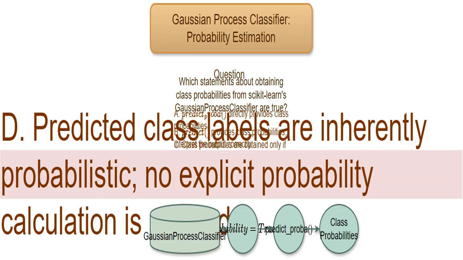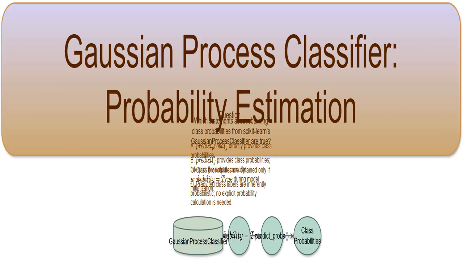This is a parameter in the Gaussian process classifier constructor. Setting it to true enables probability calculations within the model, making the predict_proba method work. I can think of it as a necessary prerequisite for accessing probability estimates. This question is asking you to identify the correct way of obtaining class probabilities when using a Gaussian process classifier in scikit-learn.